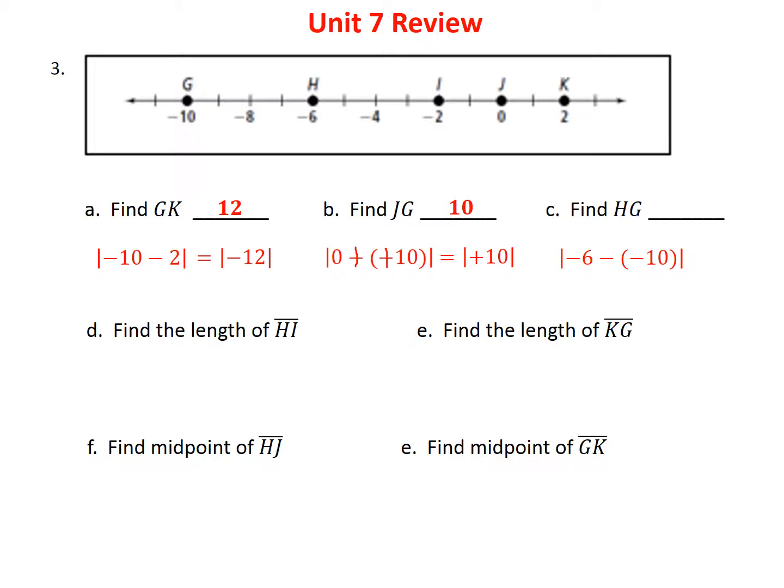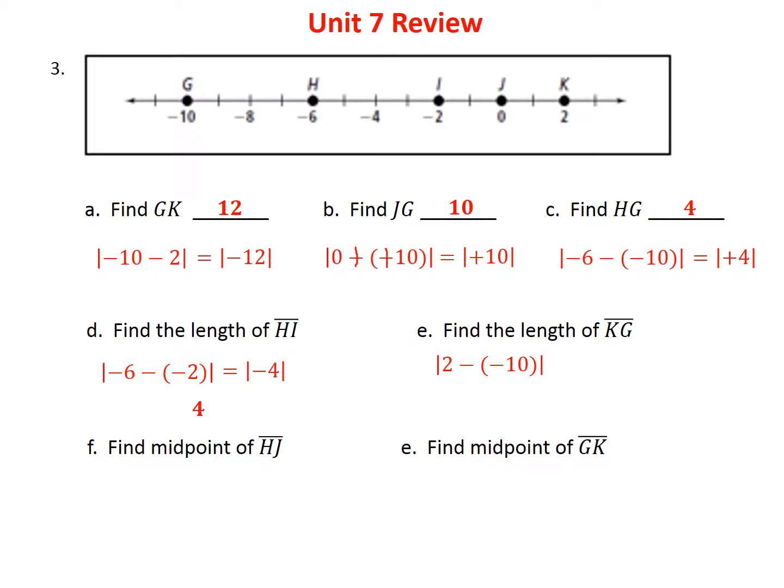HG: H is negative 6 and G is minus 10. So minus 6 minus a negative 10. Again, subtracting a negative becomes adding the positive. So that becomes negative 6 plus 10 or positive 4. And again, if that's confusing to you, go to H and G and count 1, 2, 3, 4 between them. The length of HJ: negative 6, subtract a negative 2. Again, subtracting a negative 2 becomes adding a positive 2. So negative 6 plus 2 is negative 4. And the absolute value of negative 4 is positive 4.